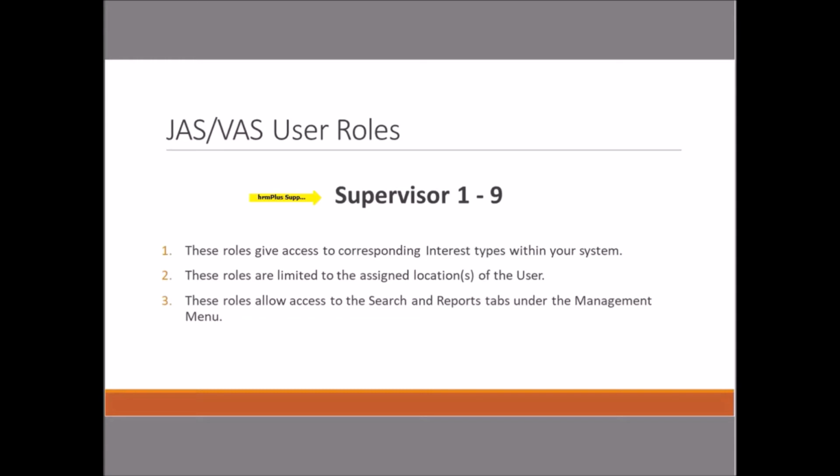But if your first interest type is certificated, then supervisor 1 would be people who have access to the certificated applicants. Does that make sense? And if the next interest type listed, when you're looking at an applicant search and they go across the screen, is maybe certificated specialist, they would be supervisor 2.